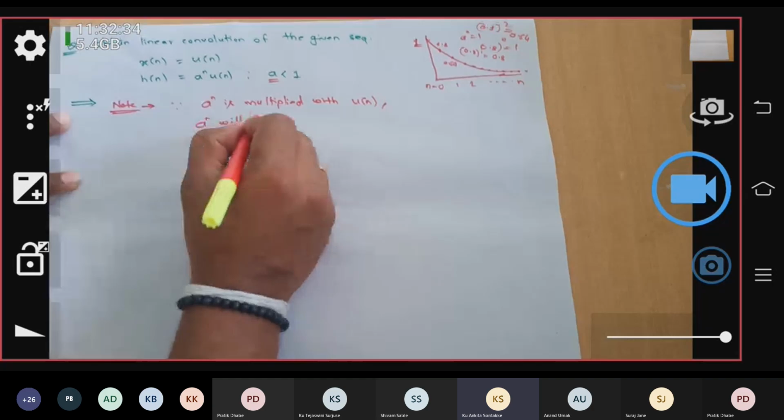So what we will do now, we will write y of n equals summation k from minus infinity to infinity. I will keep x of k as it is.